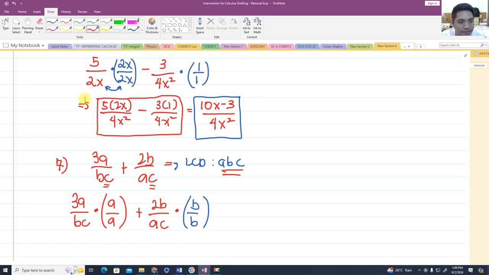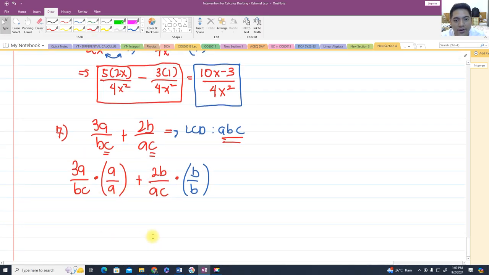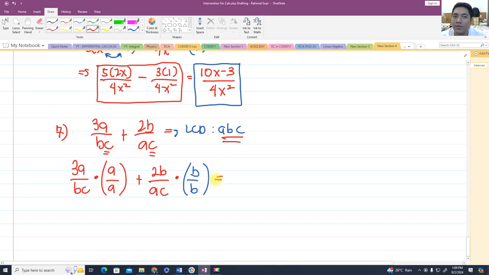So if you do that, technically you're not doing anything wrong with the equation because you are just multiplying it by 1. A all over A is 1, B all over B is 1. And any number multiplied by 1, or any expression multiplied by 1, is still simply the expression or the number.